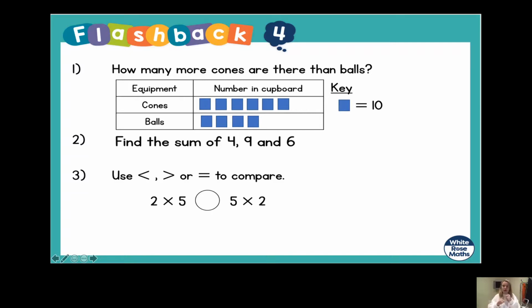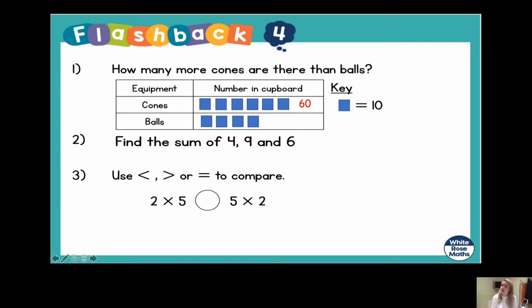10, 20, 30, 40, 50, 60. Stop, we've counted 6 steps of 10 and what did we get to? Yes, we got to 60. So there are 60 cones. Now, how many are there in the balls part of the pictogram? Yes, there are 4 blue squares.